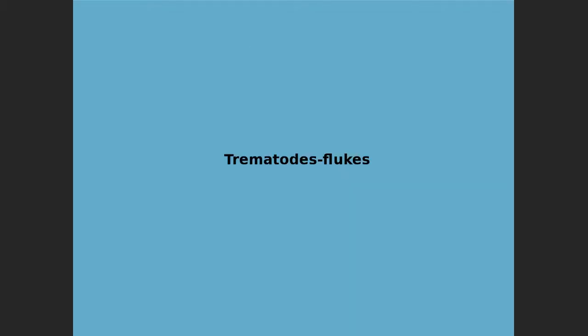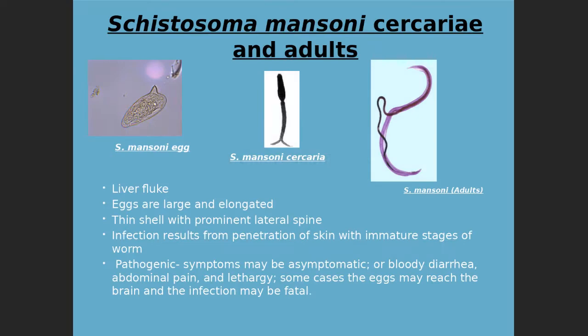All right. So we are going to start with some of the flukes. So remember, there's two types of flatworms. We have the flatworms that are not segmented and the ones that are segmented. So the flukes are going to be those in the category of not segmented. And the first one that we'll look at is Schistosoma mansoni.